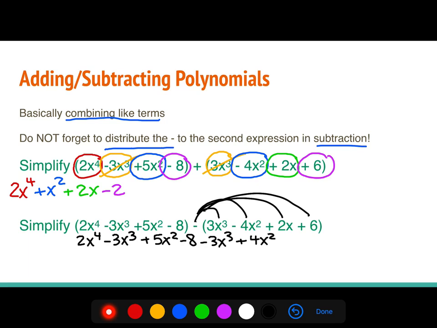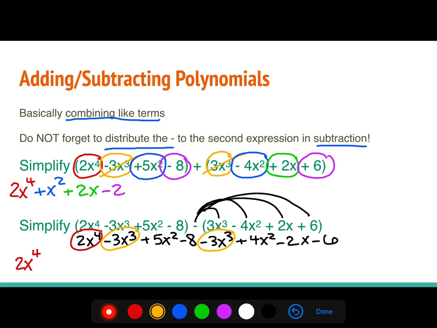But I'm going to distribute that negative times everything. So negative 3x cubed. Negative times negative is positive 4x squared. Negative times positive is negative 2x. Negative times positive is negative 6. And then I'm going to do what we did a moment ago and combine like terms.